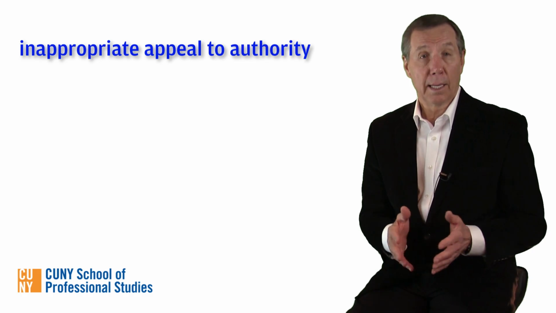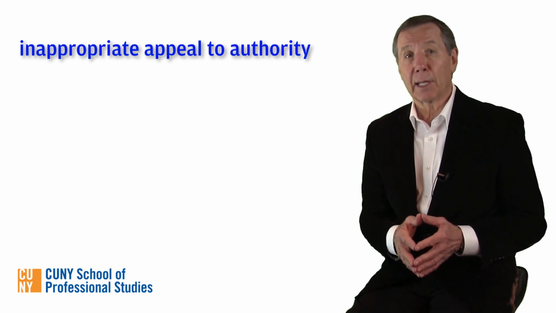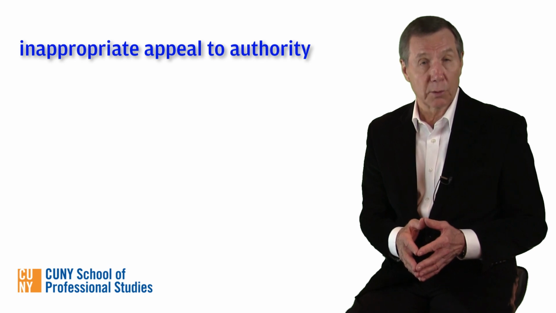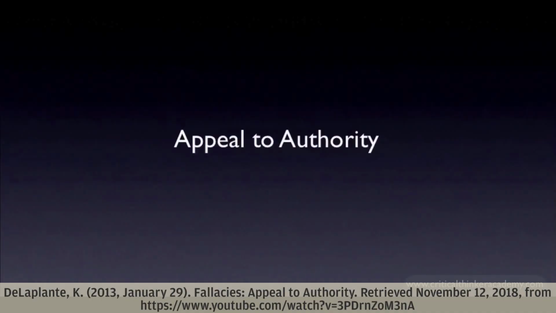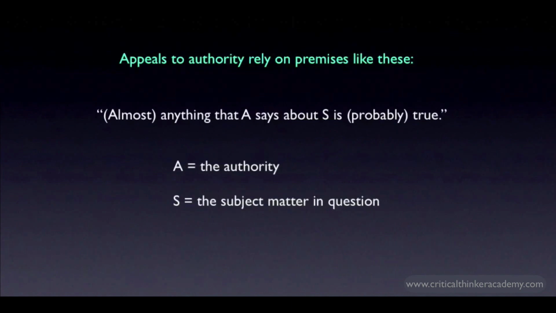And here's Kevin Delaplante from the Critical Thinking Academy, speaking on the logical structure of the appeal to unqualified authority. An appeal to authority says that an argument is probably good or bad, or a claim is probably true or false, because an authority says so. Every appeal to authority relies on a claim like the following. Anything, or almost anything, that authority A says about subject matter S is true, or probably true. An appeal to authority is good just in case a claim of this sort can be plausibly defended.